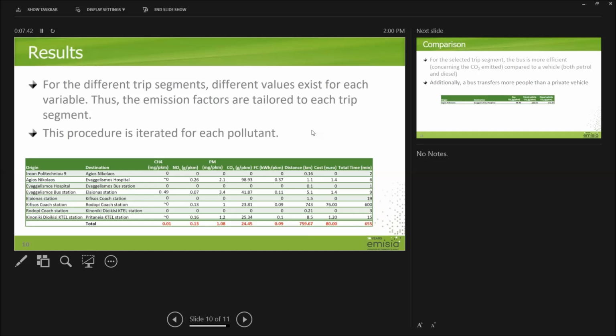We can also calculate, apart from the pollutants that you can see here, the fuel consumption, the total distance, the cost, and the total time. Concerning the cost, this information is retrieved mainly from the web pages of the transport operators. In cases where we don't know the cost, we will specifically mention here that we didn't know the cost. In this example, we knew the cost, so we could also calculate the whole cost, and of course the total time.